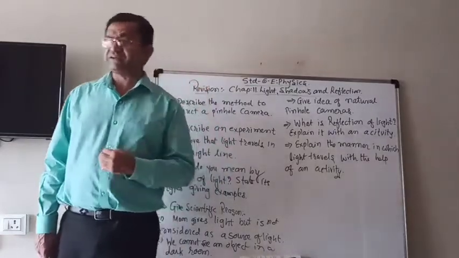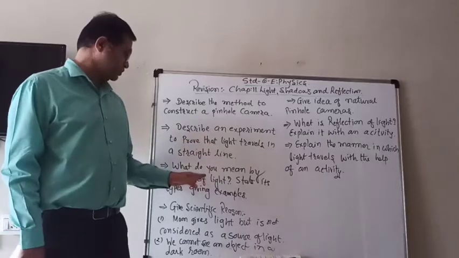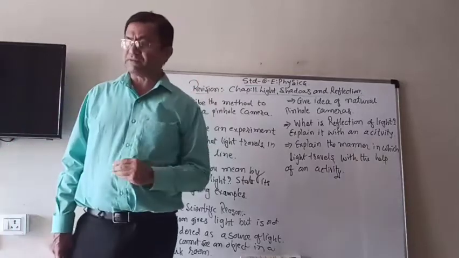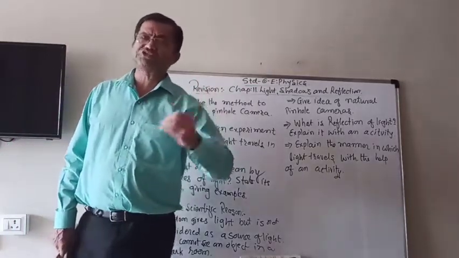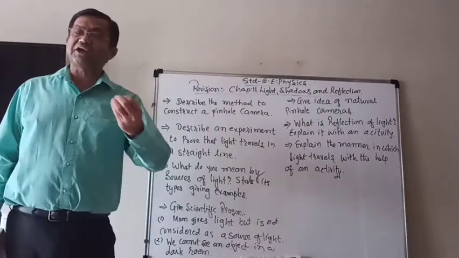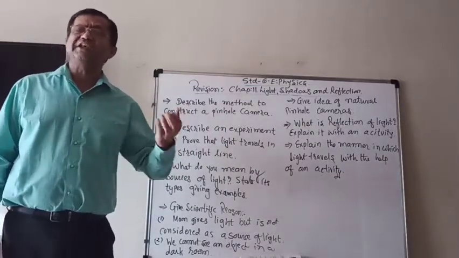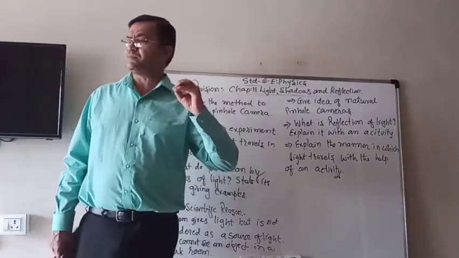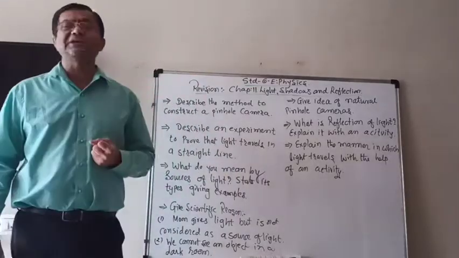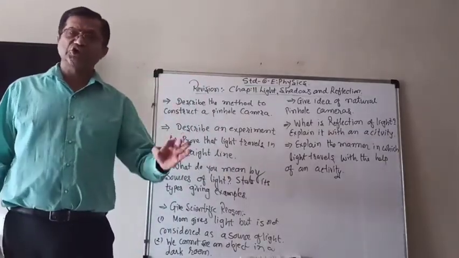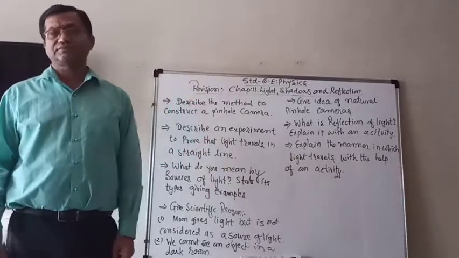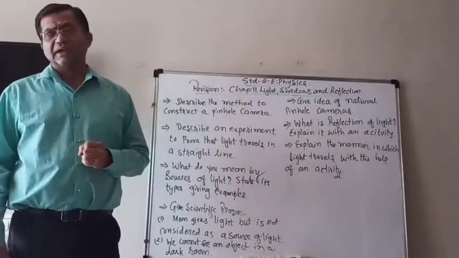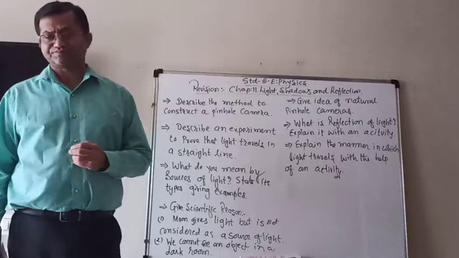What are sources of light? I put a question here also. What do you mean by sources of light? State its types, giving examples. Source of light means those objects that emit their own light, similar to luminous objects. So those objects that emit their own light are known as sources of light. There are two types: natural sources of light and artificial sources of light.